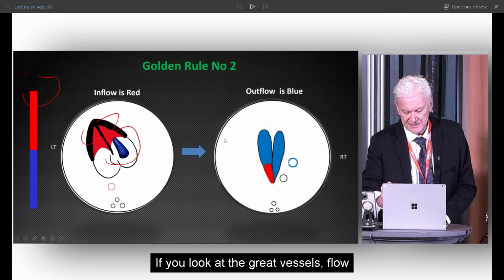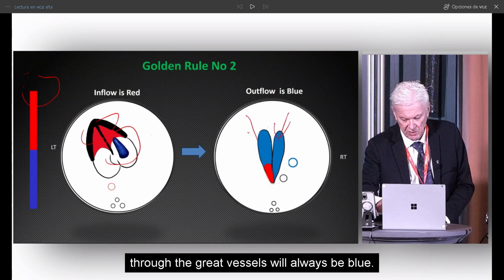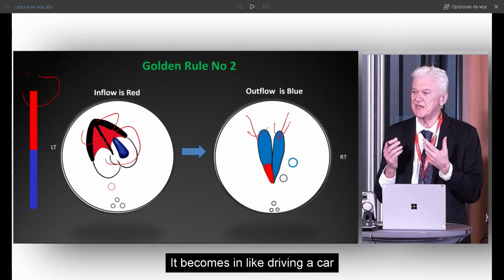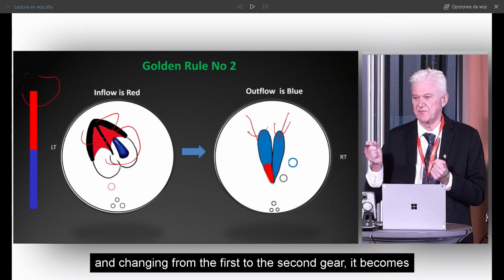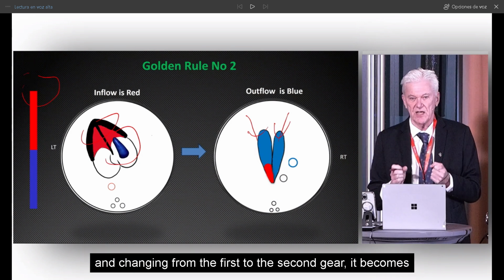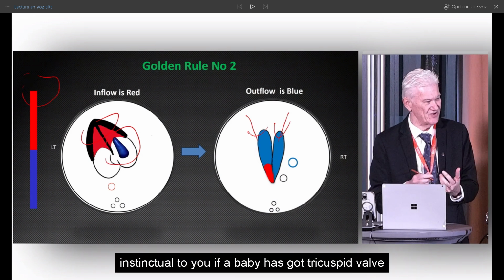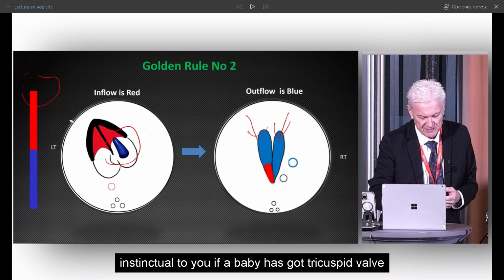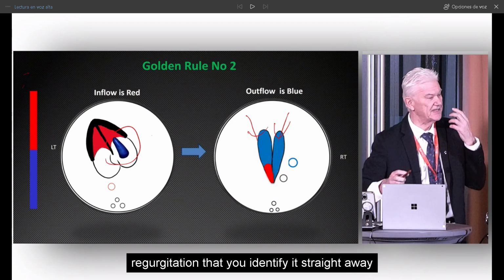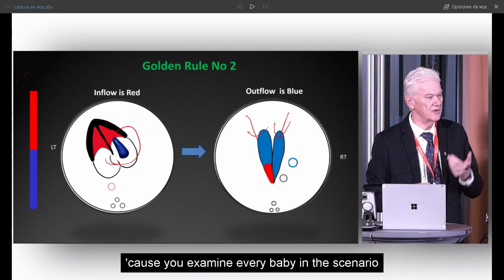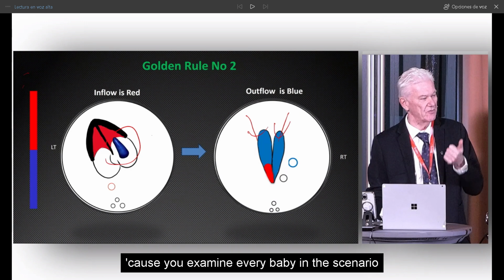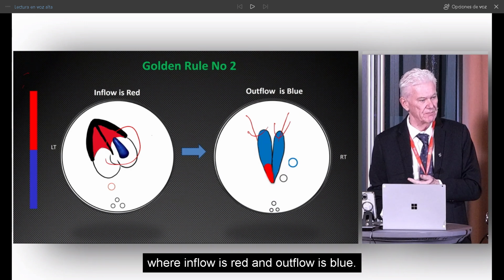If you look at the great vessels, flow through the great vessels will always be blue. It becomes like driving a car and changing from the first to the second gear. It becomes instinctual to you. If a baby has got tricuspid valve regurgitation, you identify it straight away, because you examine every baby in the scenario where inflow is red and outflow is blue.